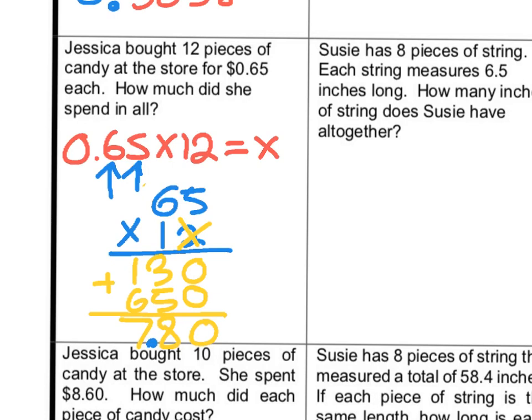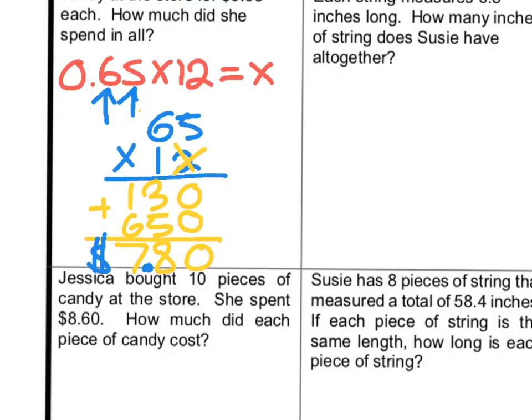Actually, no, because it's dealing with money, it'll be $7.80. So you can't do 7.8. So once again, it'll be $7.80 would be her total cost for the 12 pieces of candy.